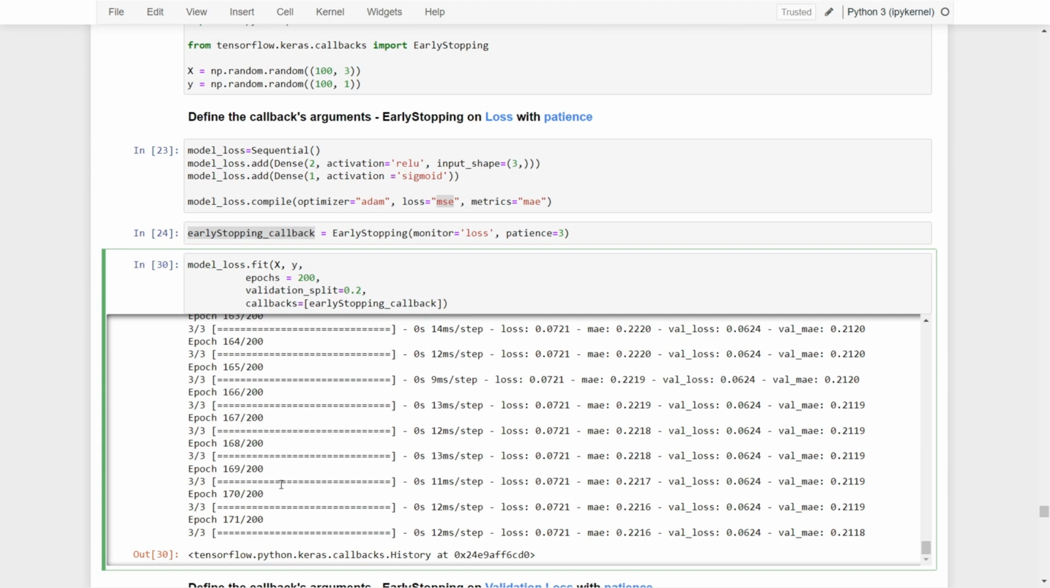you can see it will stop around epoch 170, because in this case we are using this mean squared error value. This is the mean squared error value, and it has not improved in the last 3 epochs. So we will just terminate the training.